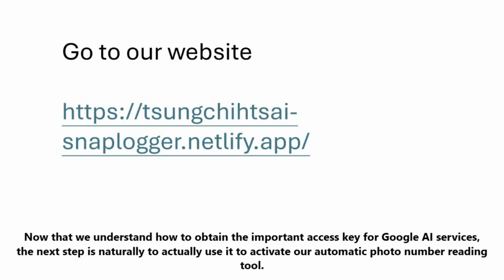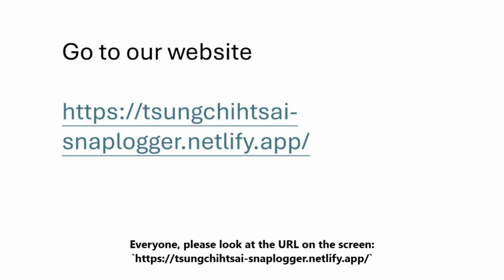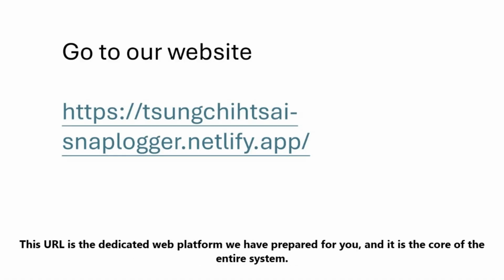Now that we understand how to obtain the important access key for Google AI services, the next step is naturally to actually use it to activate our automatic photo number reading tool. So where's this magical tool? The answer is on this slide. Everyone, please look at the URL on the screen, https://sungchitsisnaplogger. This URL is the dedicated web platform we have prepared for you, and it is the core of the entire system.